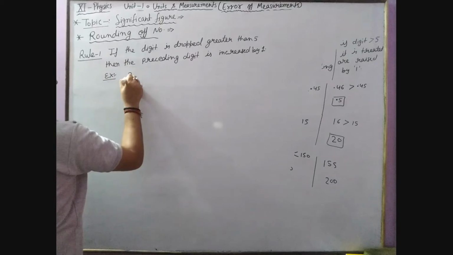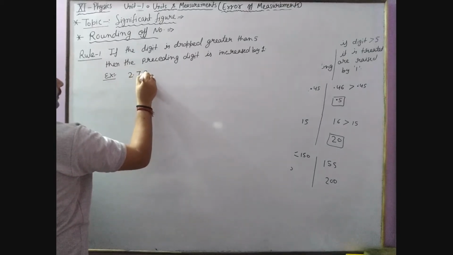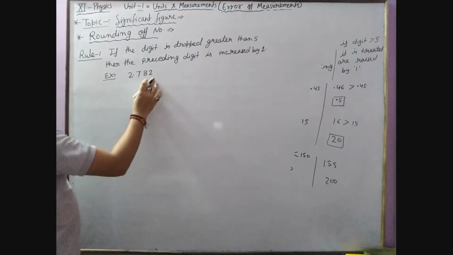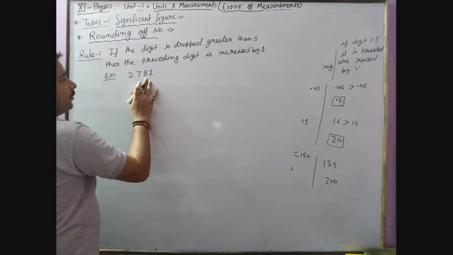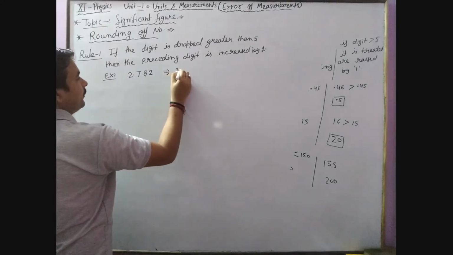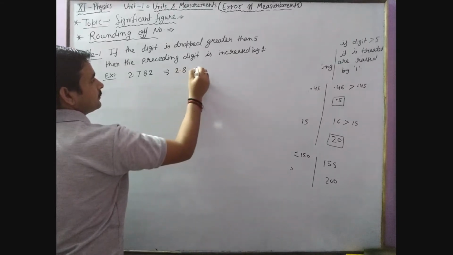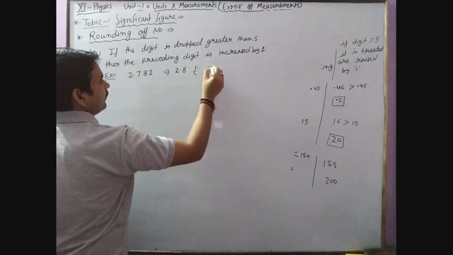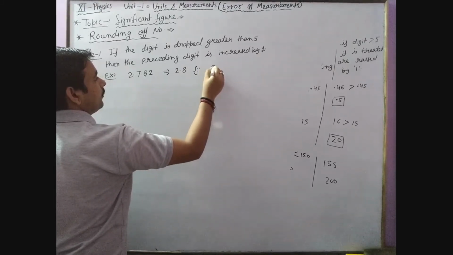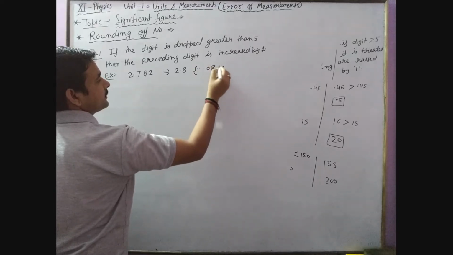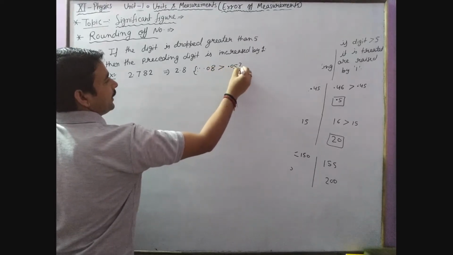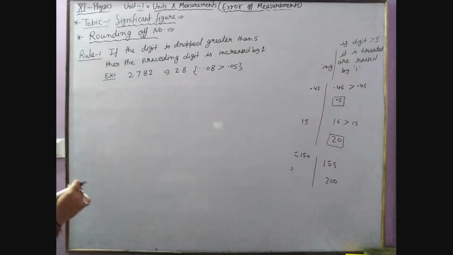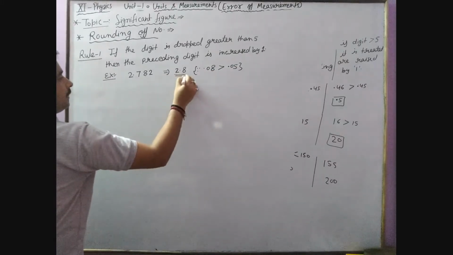if we have 2.782, okay, and we want to drop this, okay, therefore we can write it 2.8 because 0.08 is greater than 0.05, so it will be raised by 1. So 7 plus 1 is 8. This is the answer.